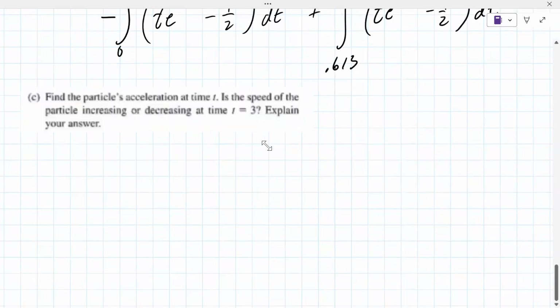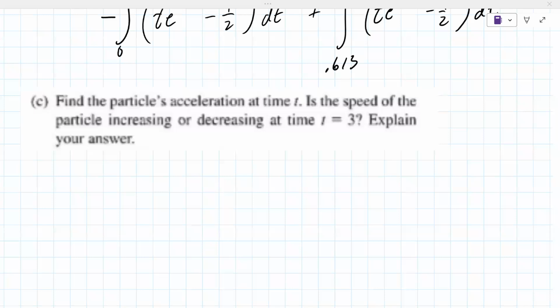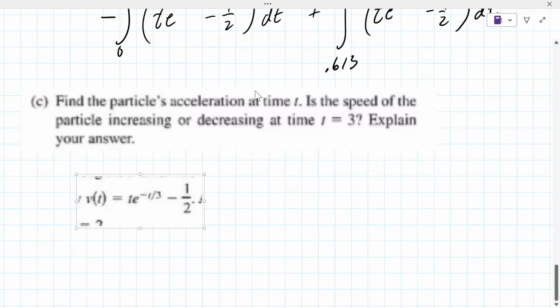Part C says to find the particle's acceleration at time t. So how do we do that from the velocity function? What's the relationship between velocity and acceleration? The derivative. Yes. So could you take a derivative of v of t for me, please?